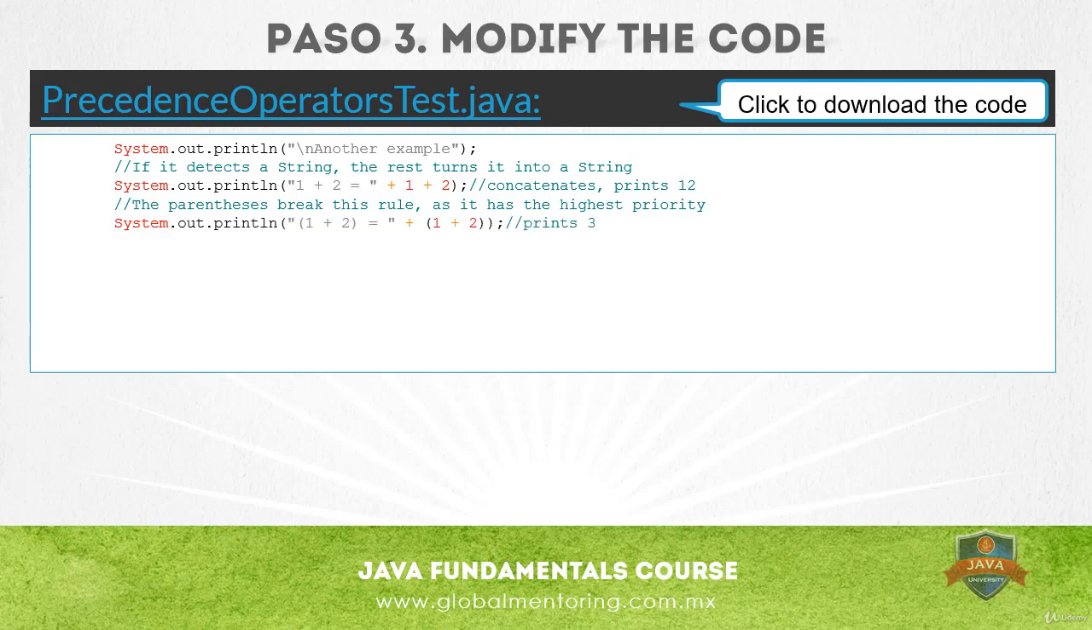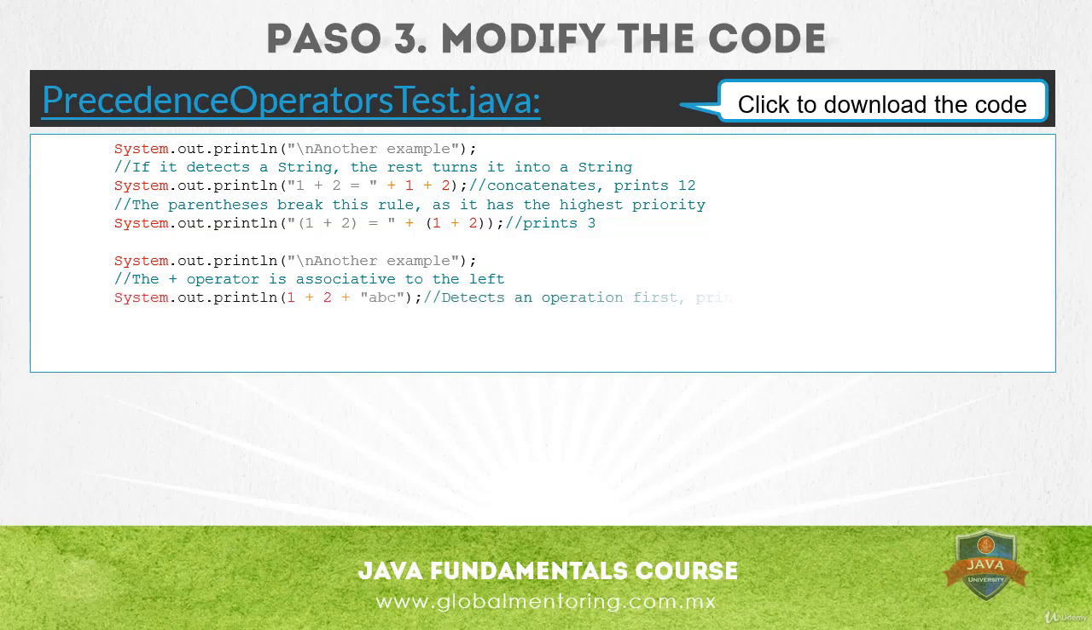So in this case, we're using parentheses, so the evaluation of 1 plus 2 is executed. And the final result prints 3. So the 3 is concatenated, but first the addition of 1 plus 2 is executed. Another example, the plus operator is associative to the left. In this case, the operation is executed first and after that is concatenated. So it prints 3 ABC.